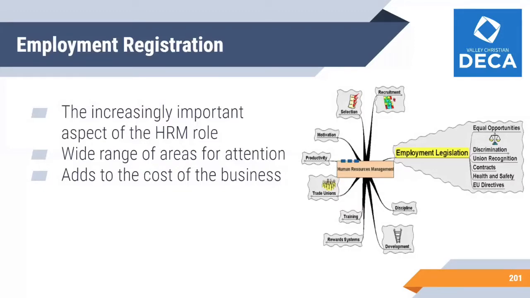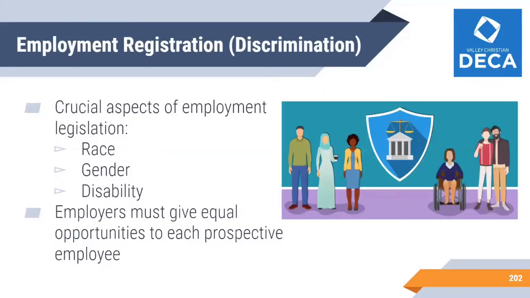And next is employment legislation, which is becoming an increasingly important aspect of the HRM role. There are a wide range of areas for attention, and because of that, that adds to the cost of the business. But in cases like discrimination, which is a hot topic even now, it's extremely important that HRM gets it right. So you can't discriminate based on race, gender, or disability. So HRM has to make sure that they're giving equal opportunities to each prospective employee.